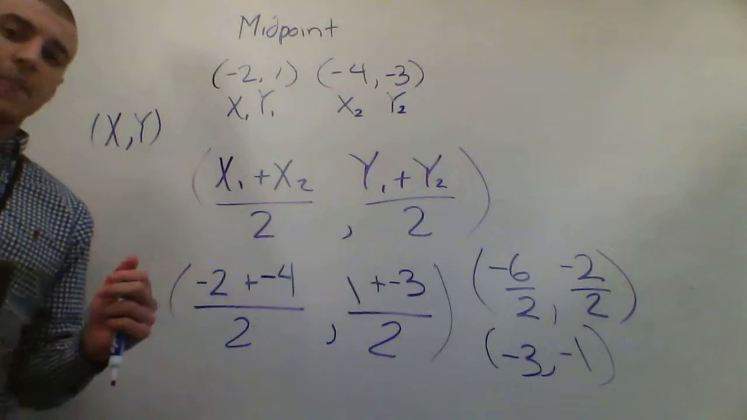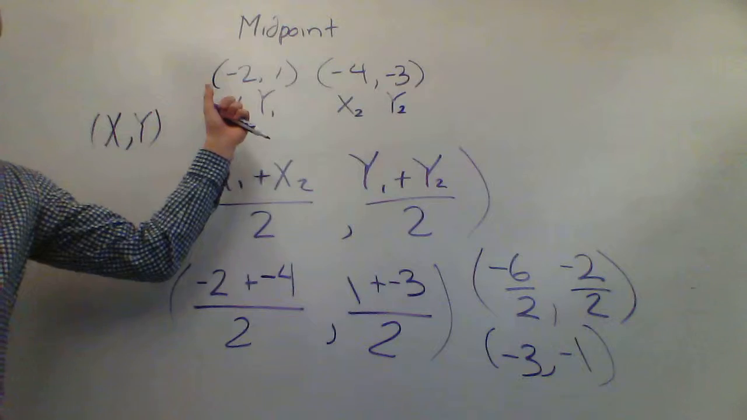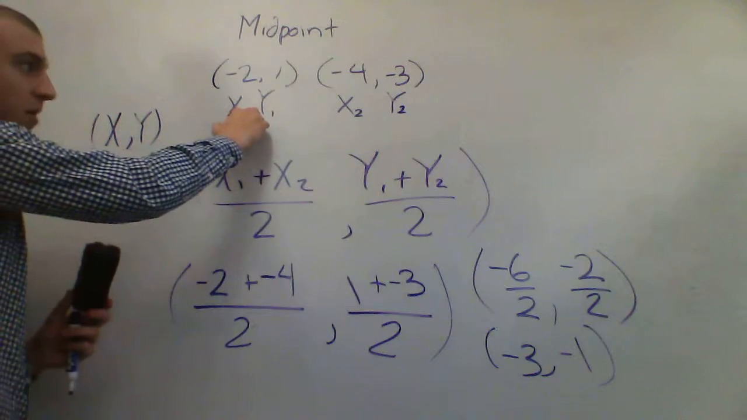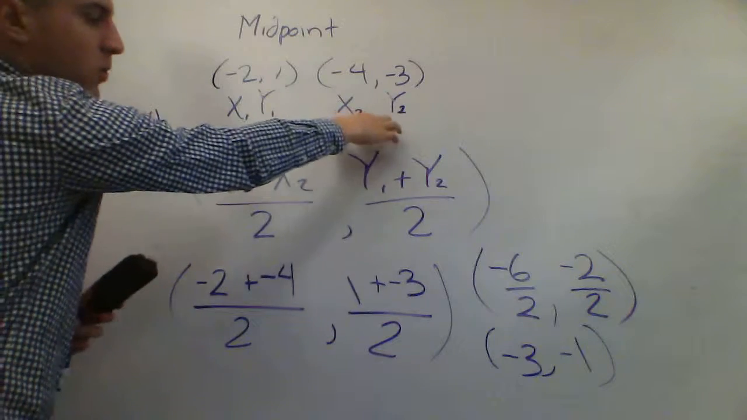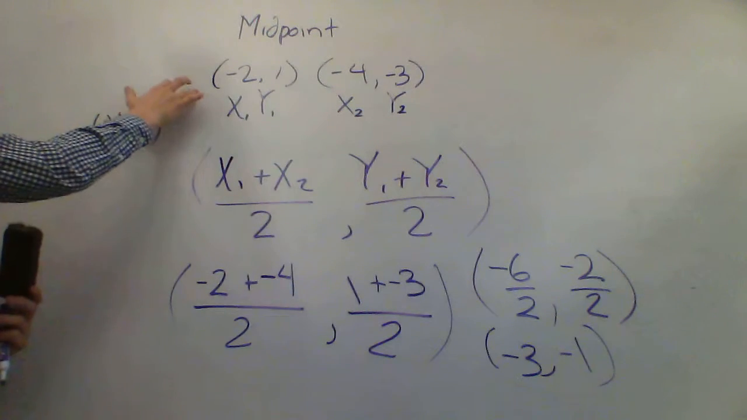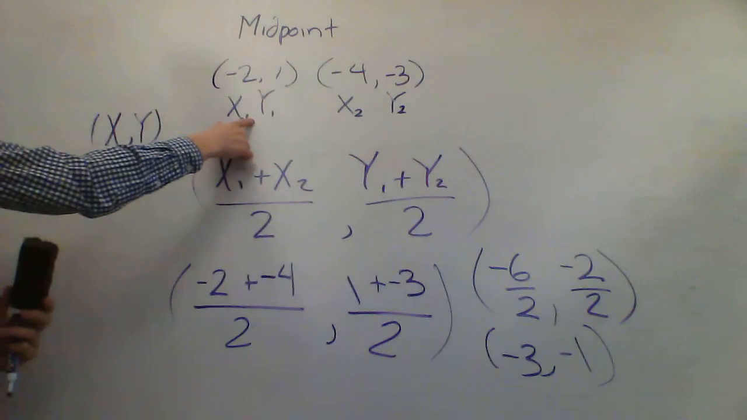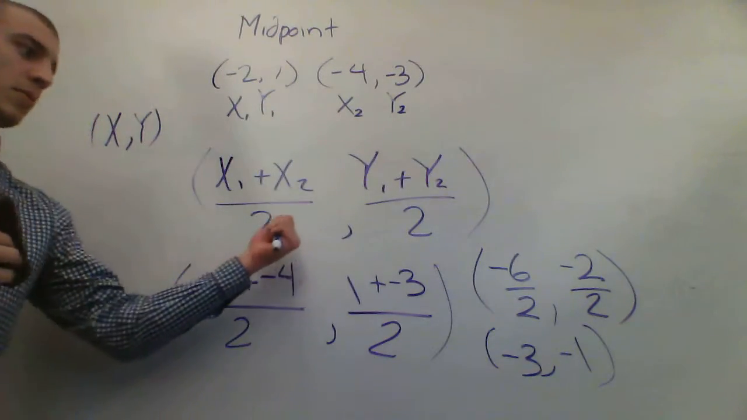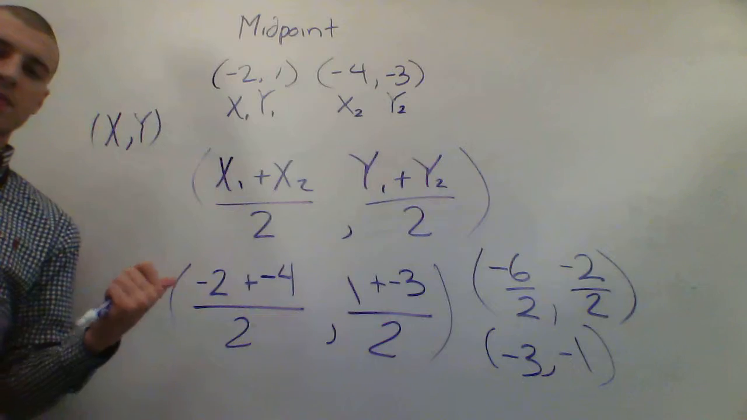So, one more time. First thing you do is you pull out your points and label them. Every single point has one x value and one y value. And then you say, okay, this is my first coordinate point. Put little 1's next to it. This is my second coordinate point. Put little 2's next to it. Then pull out your formula and plug in your values.